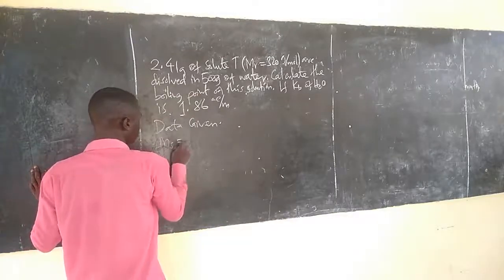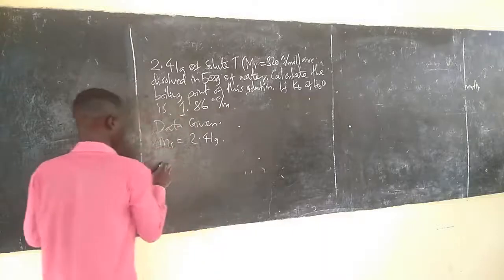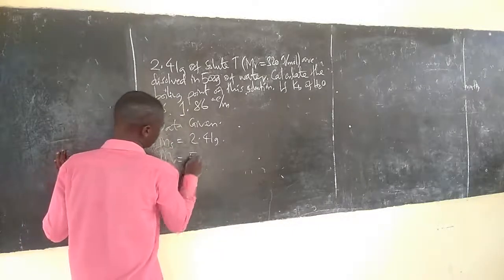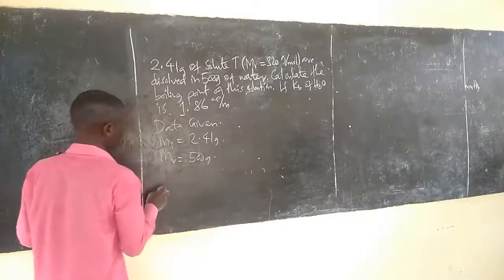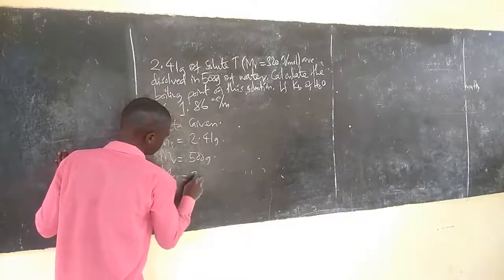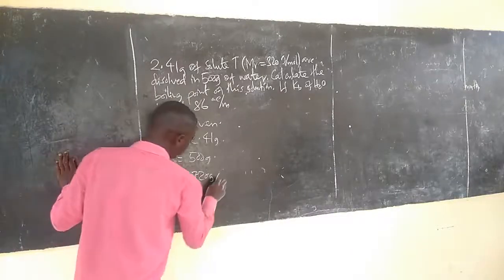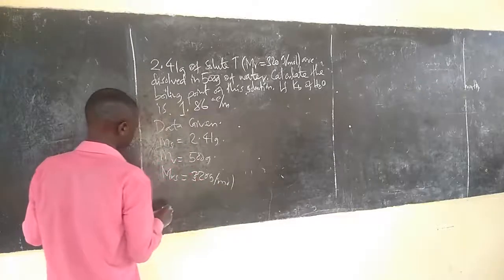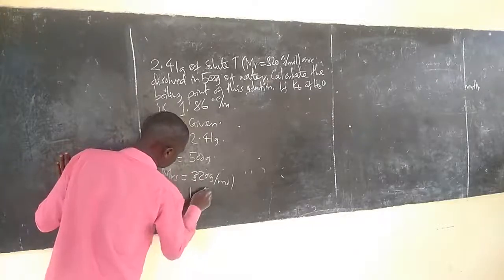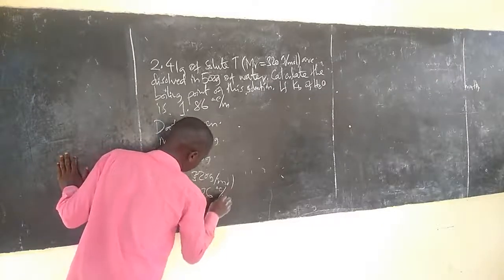Mass of solute 2.41 gram. Mass of solvent 500 grams. Molar mass of solute 320 grams per mole. Kb 1.86 degrees Celsius per L.